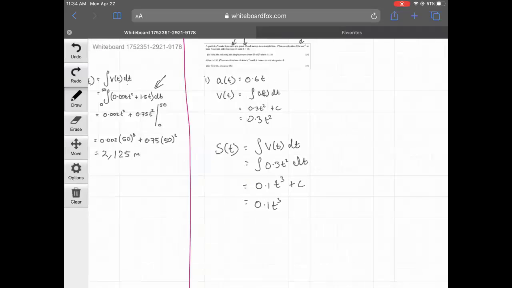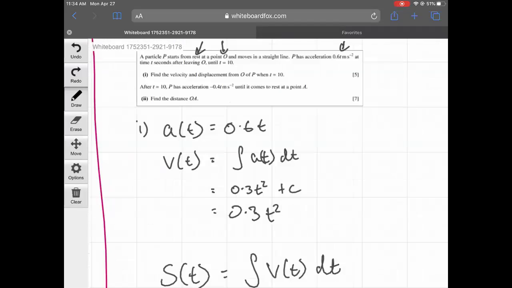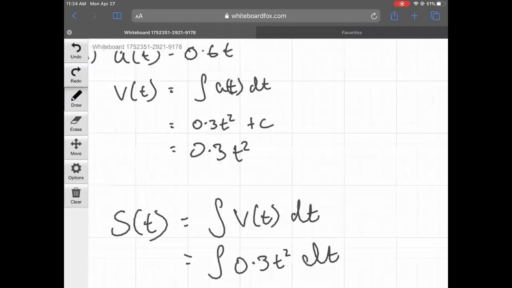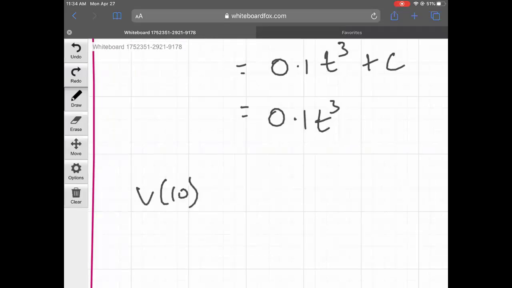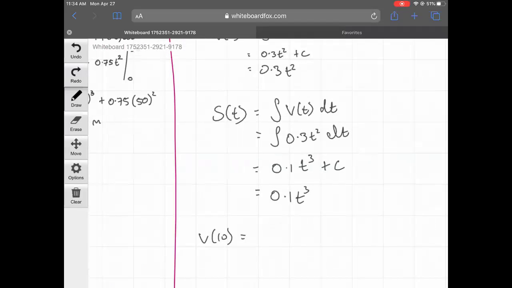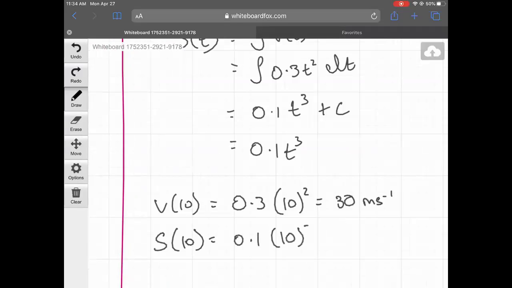Now I need to know the value of the velocity and displacement when t is 10. Well, that's easy. I can just sub in 10. So I need v(10), the velocity when t is 10, which is 0.3 times 10 squared, which is 30 meters per second. And s(10) is 0.1 times 10 cubed, which is 1,000 times 0.1, or 100 meters. Okay, easy.